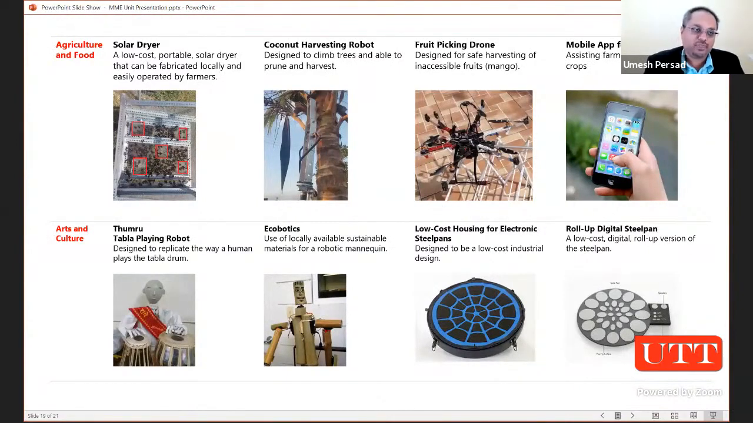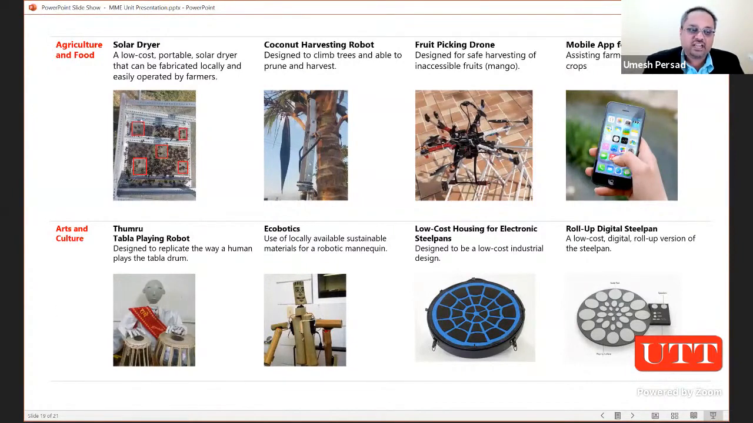What have we produced? In the area of agriculture and food, you see a solar dryer was designed and developed that is low cost and portable. You saw the coconut harvesting robot. Here is a fruit picking drone that a student developed together with Dr. Nadine Sangster, who's in the area of mechatronics, to work in the agricultural area to help farmers. Currently, we are designing a mobile app for farmers to assist with planting crops.